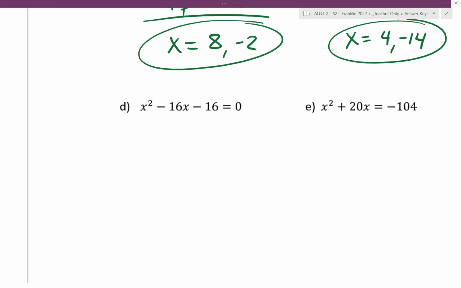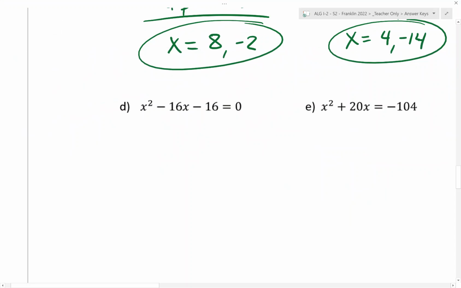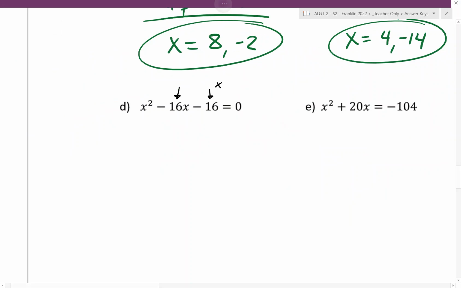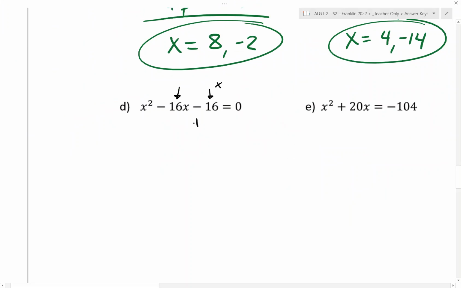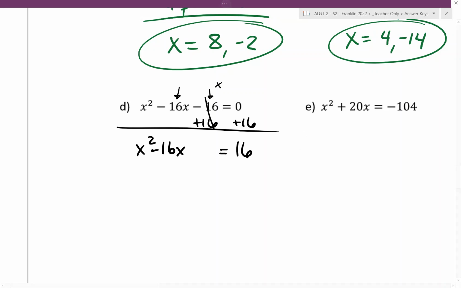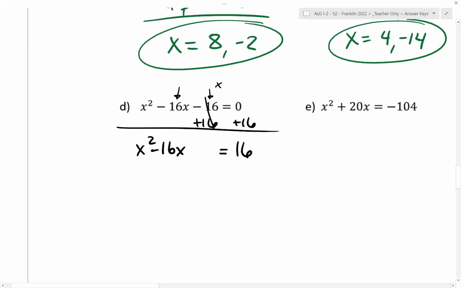Let's try the next one. Again, check it first. 16 divided by 2 is 8. 8 squared is not 16. So we're going to need to do a little adjusting first. We'll add 16 to both sides. So x squared minus 16x, leave some space, equals 0 plus 16 is 16. And now we need to figure out what goes here. And again, negative 16 over 2 squared, well, that's 8 squared, which is 64.